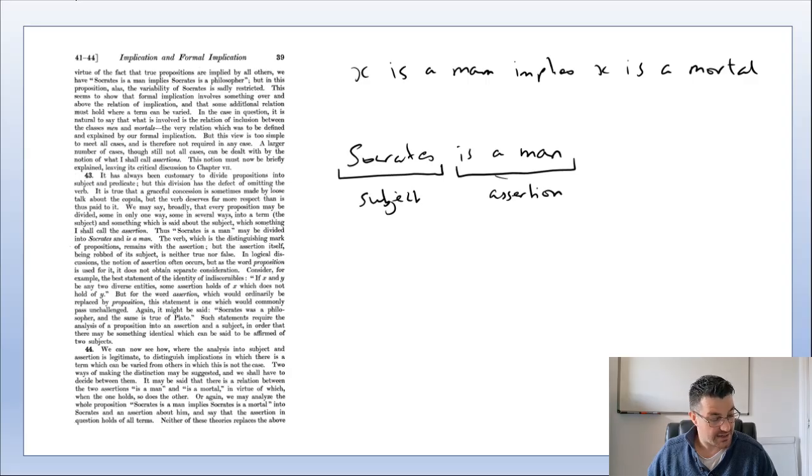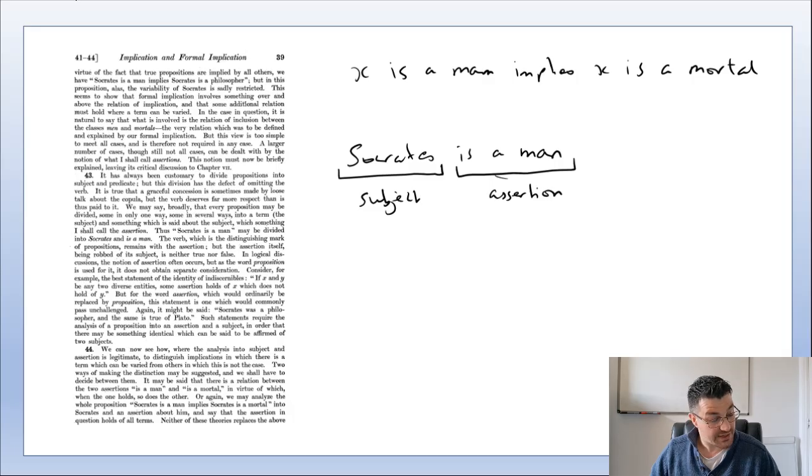Thus "Socrates is a man" may be divided into "Socrates" and "is a man." The verb, which is the distinguishing mark of propositions, remains with the assertion. So I've done chapter 4, he talks more about verbs and the different forms of verbs that can appear in different situations and things like that. So I'm not going to go over that here.